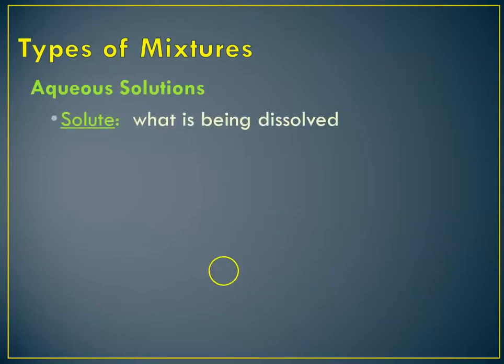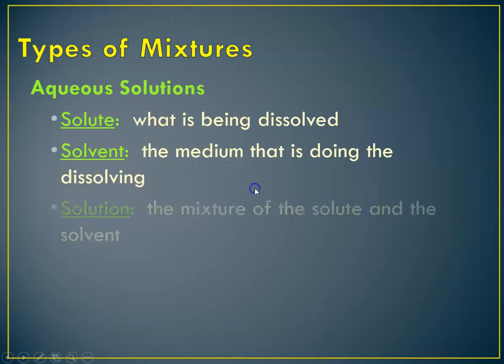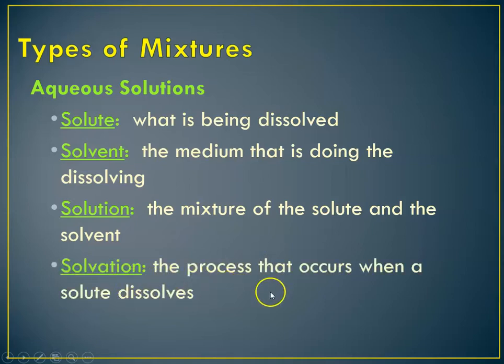So for aqueous solutions, we're talking about solutions where water is the solvent, and so the terms that we use are solute, which is the thing being dissolved, the solvent, which is the thing that is doing the dissolving, and for aqueous solutions, the dissolving medium is water, and solution is that mixture of solute and solvent, and solvation is the process that occurs when a solute dissolves in a solvent, and that's solvation as opposed to salvation.